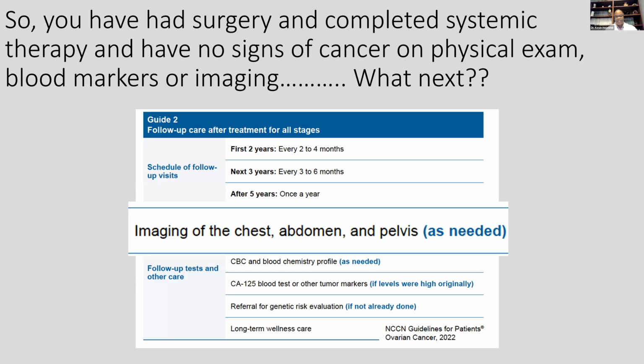But like I said, there's a pretty wide variation in practice. There are some people who do routine imaging, although that's not what the NCCN is recommending, or the Society of Gynecologic Oncology for that matter. Next slide.